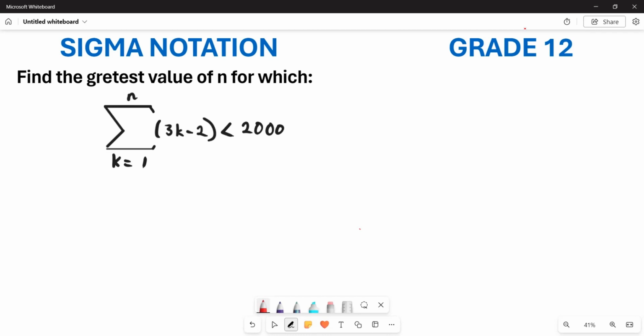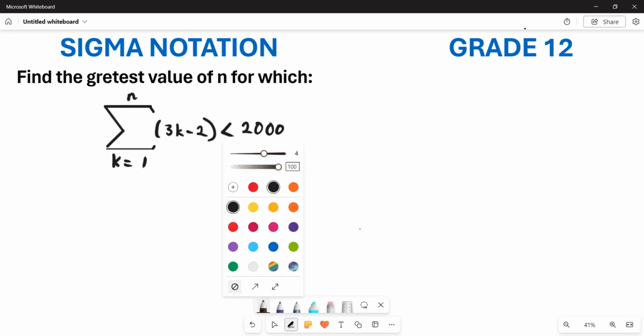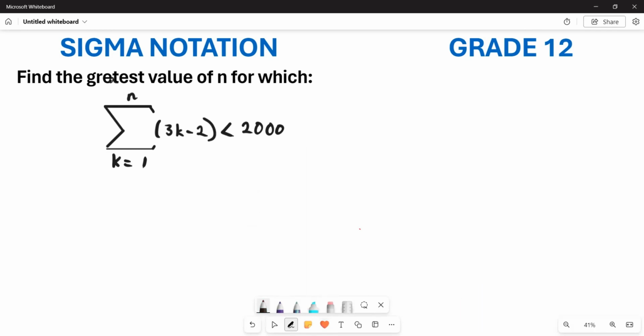Look, what we are doing now, basically, we are going to be learning our sigma notation, and we are going to be looking at these types of questions that they usually ask, right? So now they want us to find the greatest value of n for which... Look at the English there. So this is: find the greatest value of n for which.